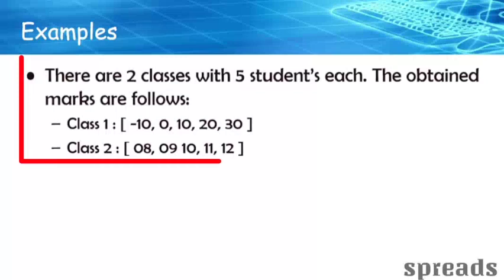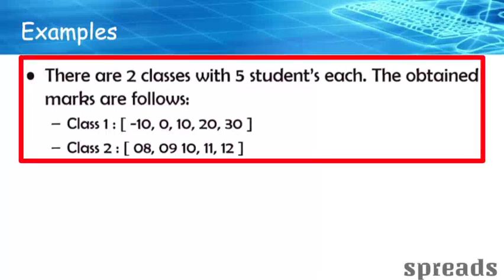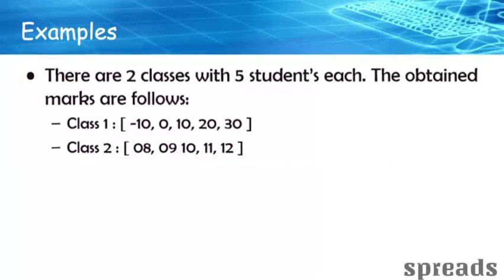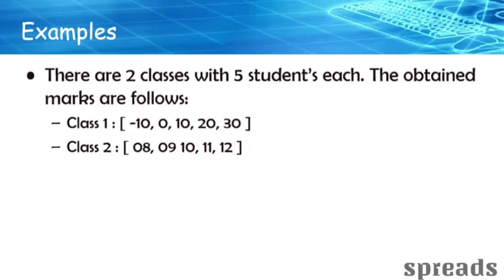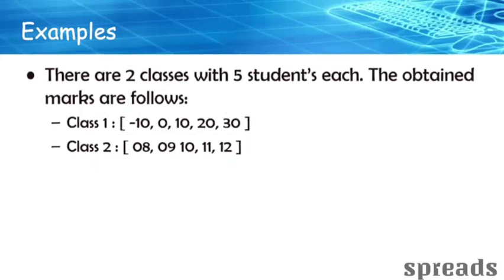There are two classes with 5 students each. We are taking two different classes of 5 students, and the scores of class 1 and class 2 are for the same student with respect to the indexes. Here we have marks like -10, and you might be thinking what is this minus over here. This is not a mistake. We can consider examinations having negative marking as well. The main reason I have included a negative integer is to see how negative numbers behave.